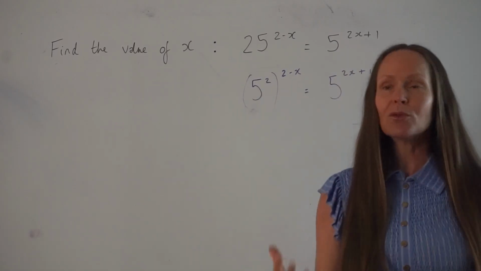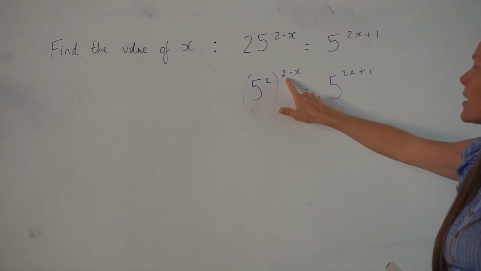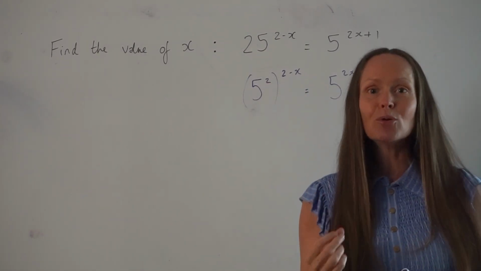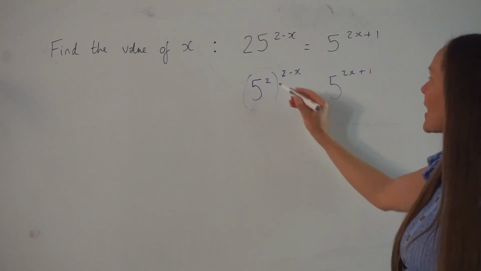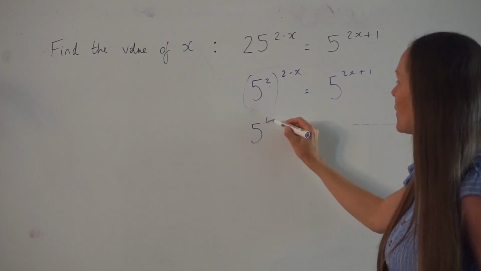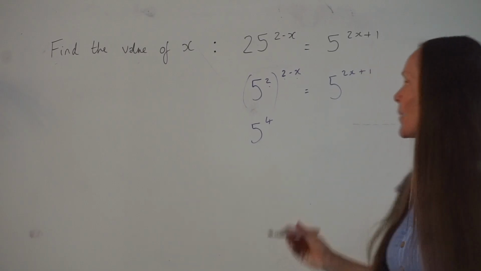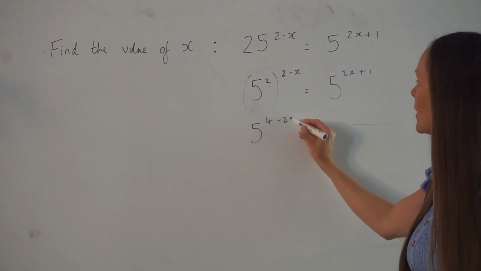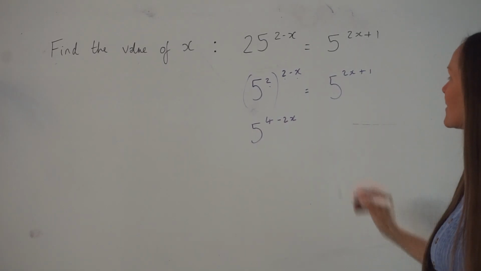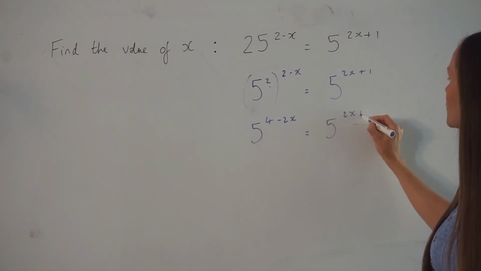Then we can use the rules of indices here. Remember, when you have a power inside the bracket and a power outside the bracket, you have to multiply those powers together. Okay, so 2 multiplied by 2 is 4. So we have 5 to the power of 4. And 2 multiplied by negative x is negative 2x. Okay, so the new power is 4 minus 2x, okay? And this is still equal to 5 to the power of 2x plus 1.